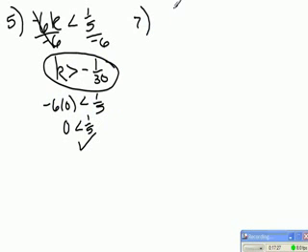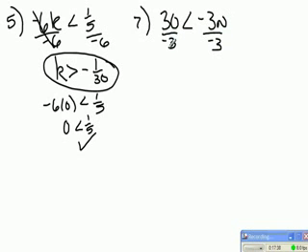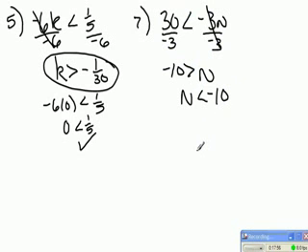Number 7. We have 30 is less than negative 3n. I want to get n by itself, so I'm going to have to divide by negative 3 on both sides. 30 divided by negative 3 is negative 10. If I divided by a negative 3, I need to flip that sign. Those will cancel and give me n. And we always want to rewrite it so the variable is on the left. So I'm going to have n, keep it pointing toward the n with negative 10.